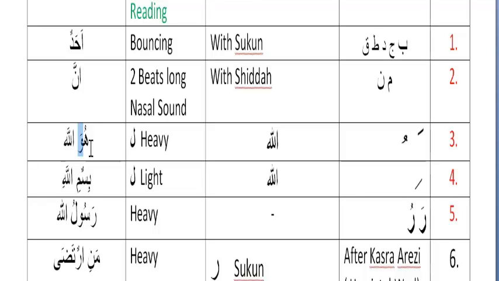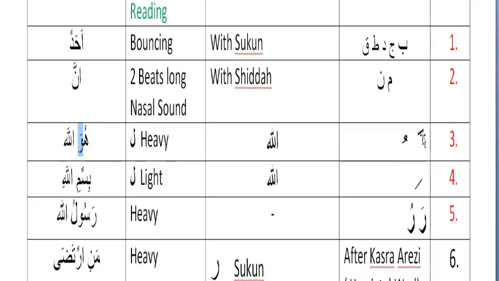Yes. Okay, who can summarize it then? If ba, jim, dal, ta, qaf has sukoon, then I'll make a bouncing sound. For example. Okay. If meem and noon have a tashdid, there will be 2 beats long and a nasal sound. Like for example, anna. Number 3, if there's a fatha or dhamma before Allah, it will make the lam heavy. And then, for example, let me make Allah.